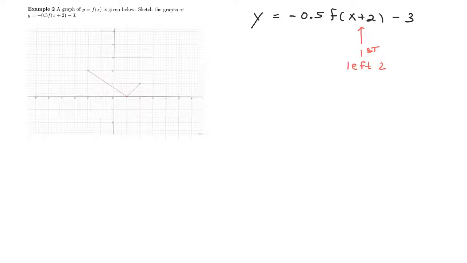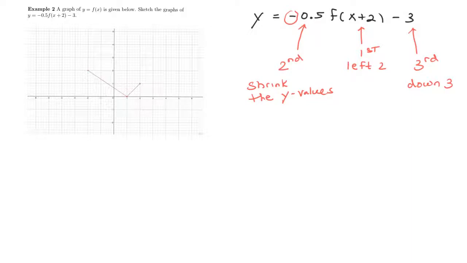The second thing that will happen is multiplication by this, not only a 0.5, but a negative 0.5. So this is going to shrink the y values, and because of this negative here, after we reduce them by 2, it's going to become negative. For our third step, this is down 3 places. Starting with this spot right here again, 2, 1.